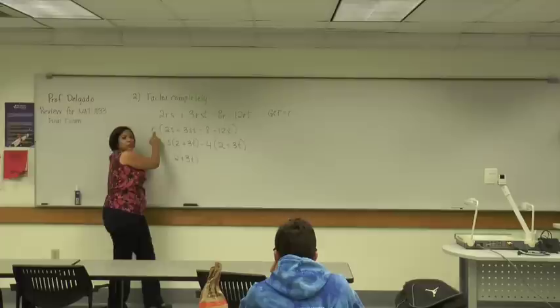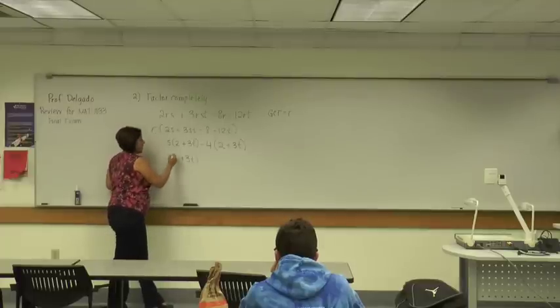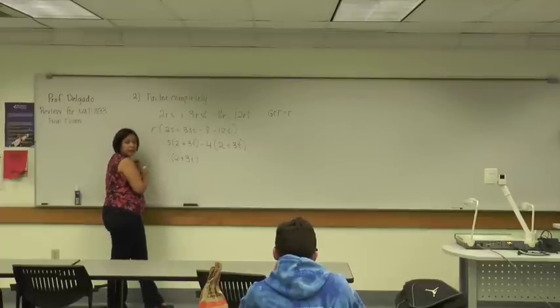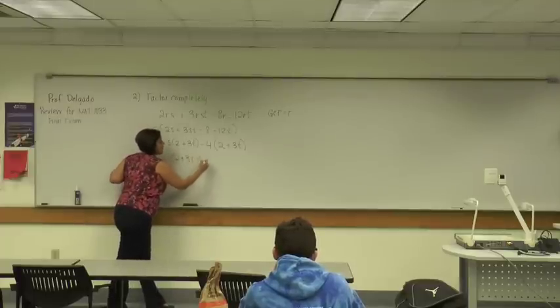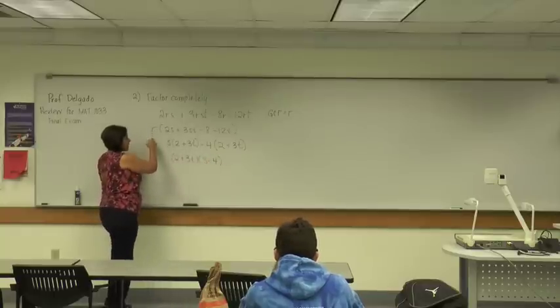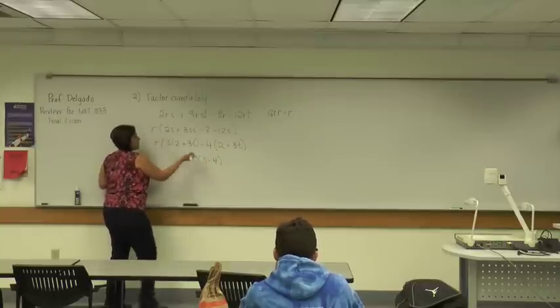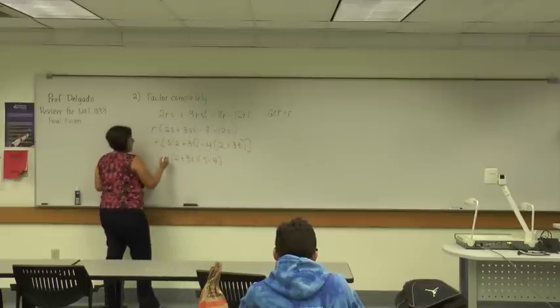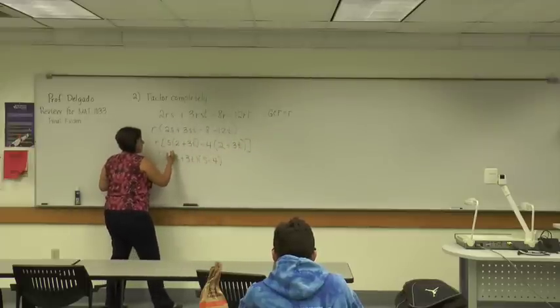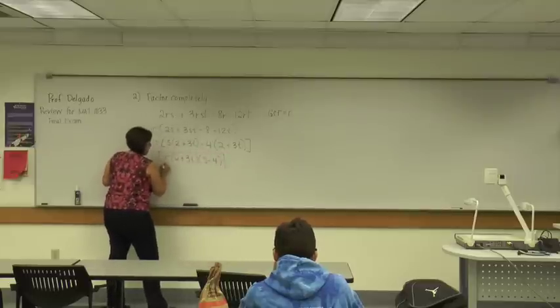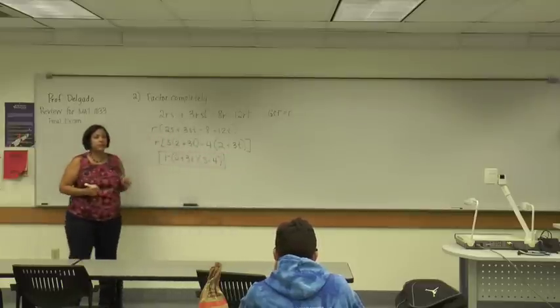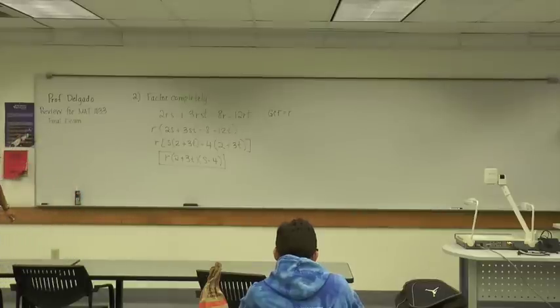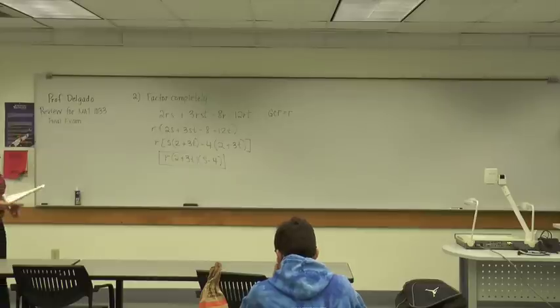And I haven't forgotten about the R. I'm going to carry that down in just a minute. That 2 plus 3T is a common factor, which leaves us with S minus 4. Now let's keep bringing that R down. And so this becomes our final factorization. And do we have a choice that looks like that? Yes. Looks like letter E.